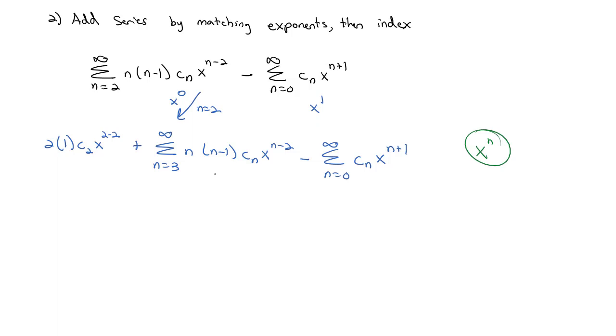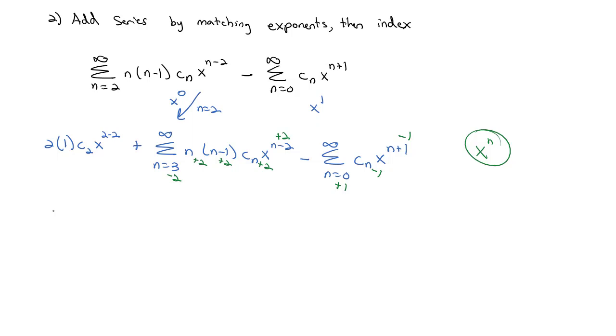So this middle section, the first series, to make it x to the n, we need to add 2 to the exponent. So we're going to add 2 to all the n's, which means the index needs to subtract 2. On the last series, to make it x to the n, we need to subtract 1 from the exponent. So on the index, we'll do the opposite, and we'll add 1.